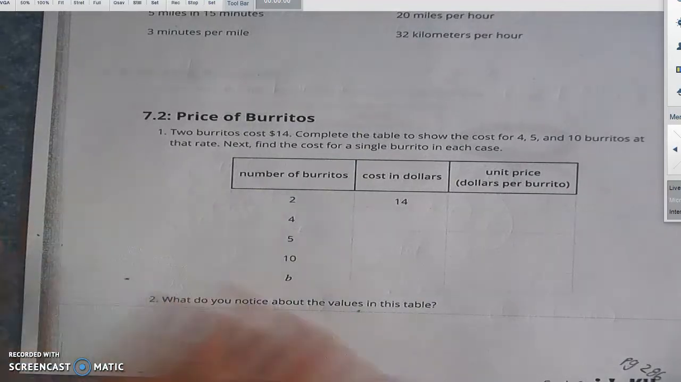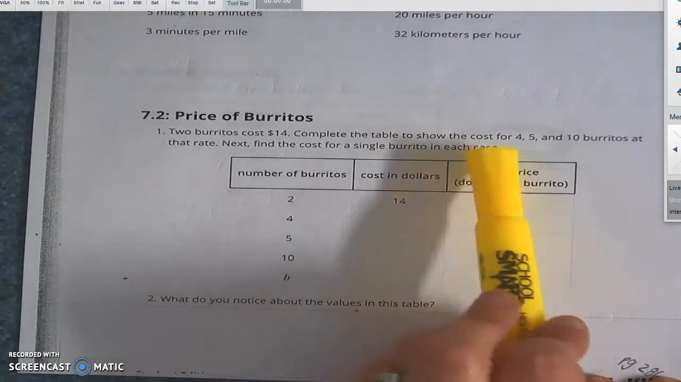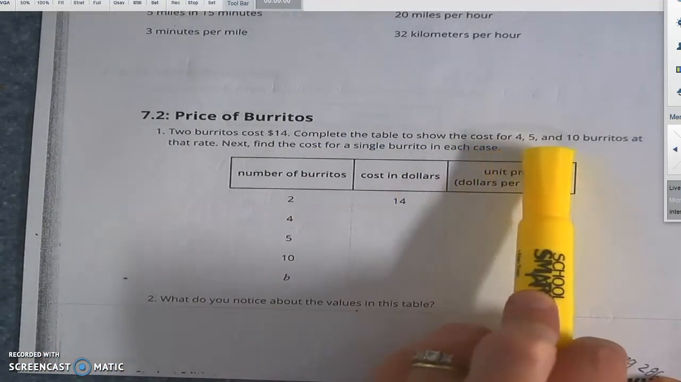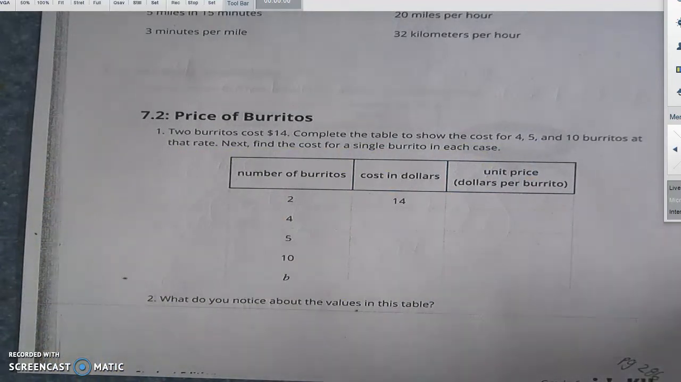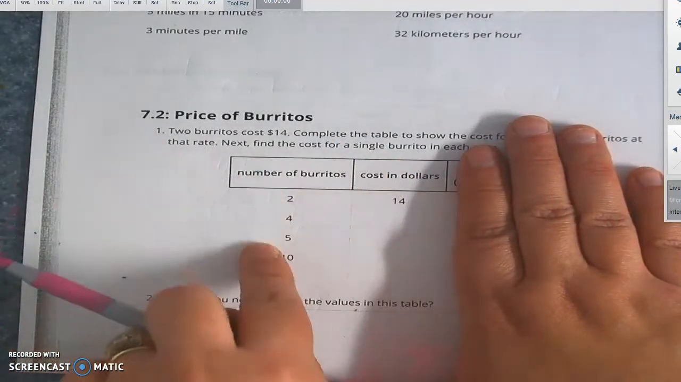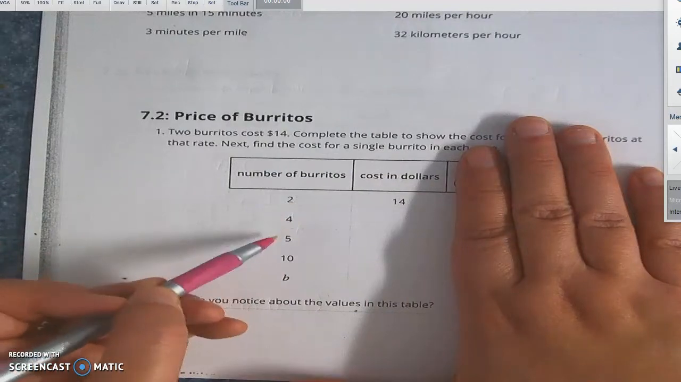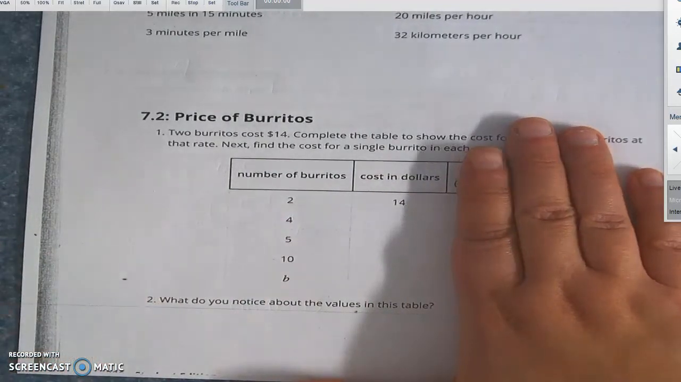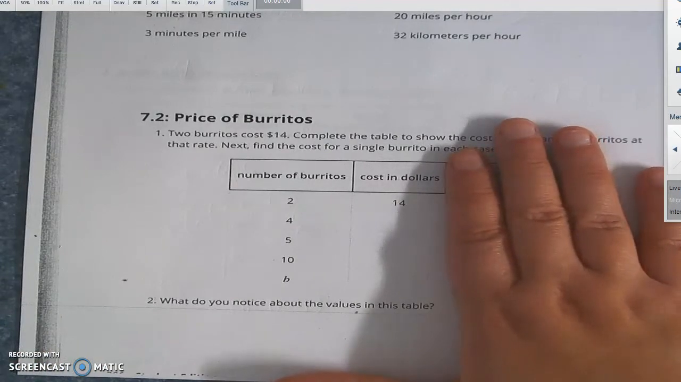Okay, so we're skipping over 7.1, going straight to 7.2, price of burritos. 2 burritos cost $14. Complete the table to show the cost for 4, 5, and 10 burritos at that rate. So I am going to have you pause me, and you're just going to fill out this part of the table. So it's 2 burritos for $14, so how much for 4, 5, and 10? Once you have that filled in, press play again, and I will continue with you.